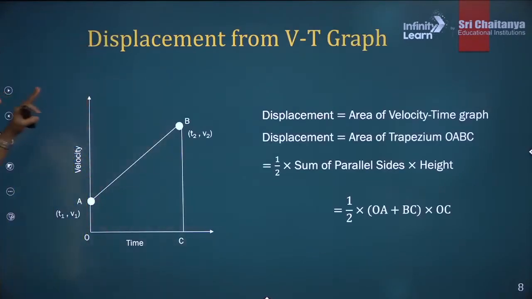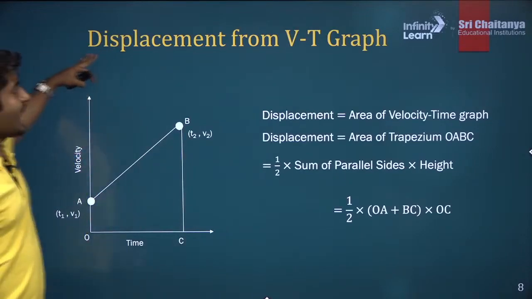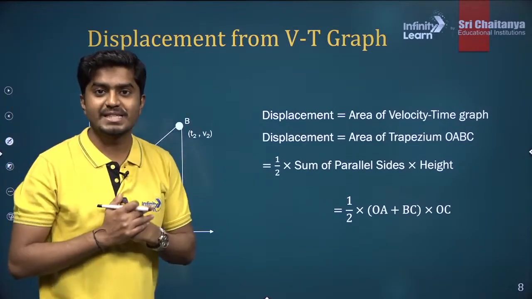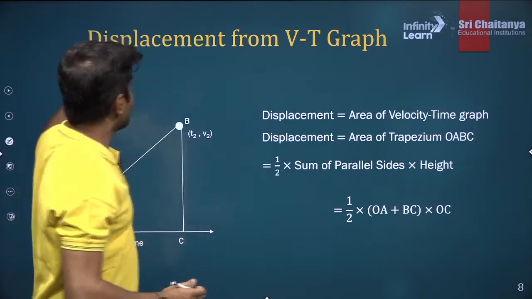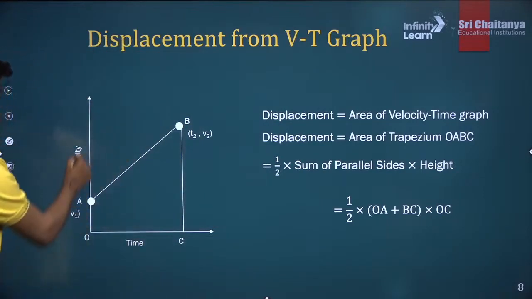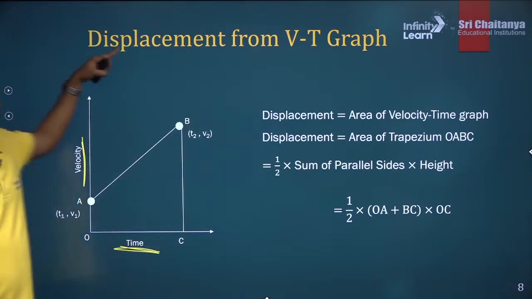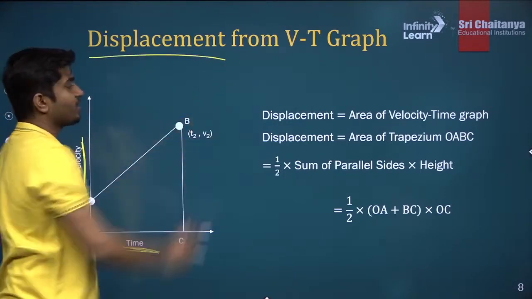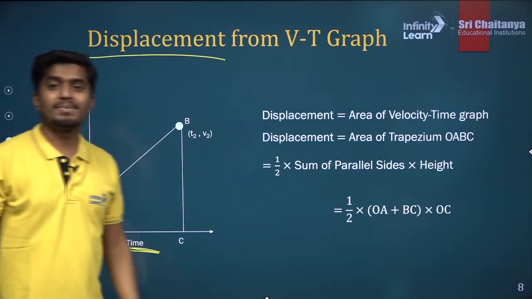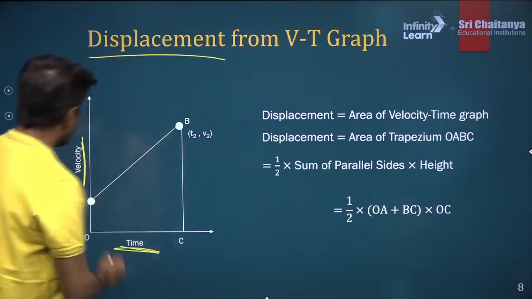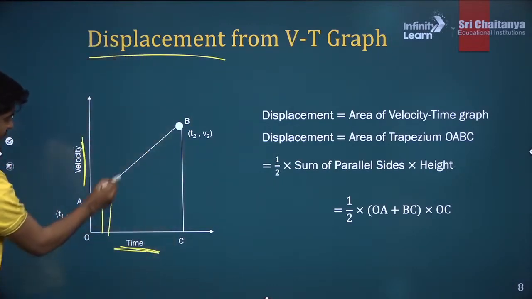Now let's understand a few more different types of graph. Let's suppose, okay, before that, let's understand how we can calculate the displacement from this velocity time graph. There is a velocity, there is a time. If you want to find out the displacement, it is nothing but the area under this curve.